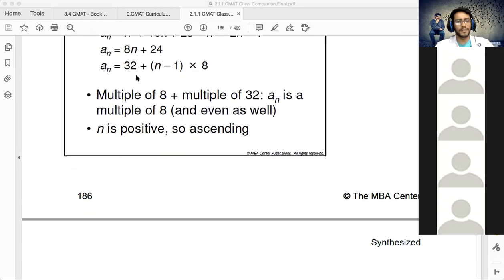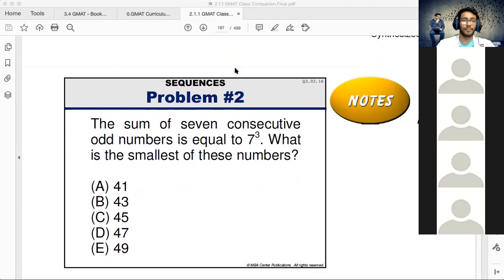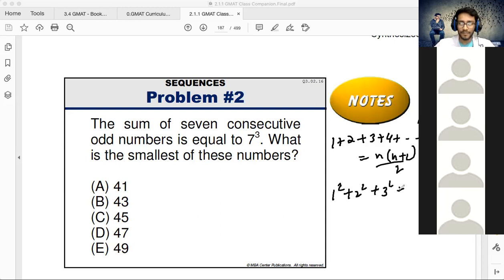See, multiple of 8. Now, one thing I forgot to tell you. Remember this formula, very, very important formula. Sum of first n natural numbers is n into n plus 1 by 2. Remember always. Sum of squares of first n natural numbers, this you have to remember: n into n plus 1 into 2n plus 1 by 6.